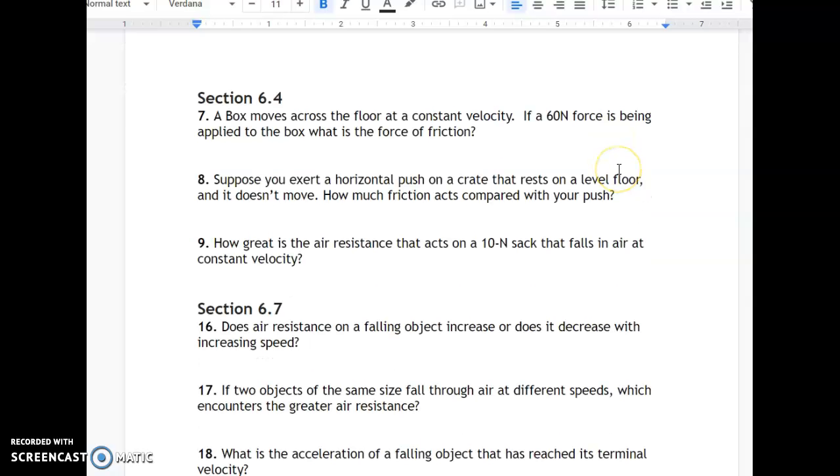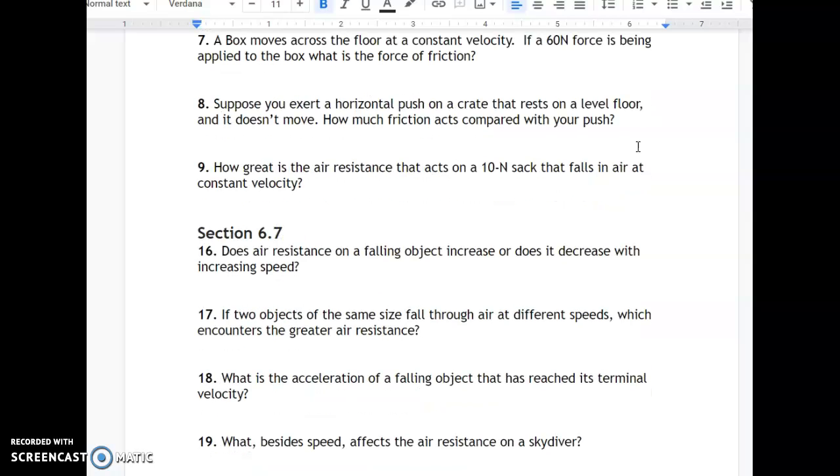So number 8, suppose you exert a horizontal push on a crate that rests on a level floor and it doesn't move. How much friction acts compared with your push? So there must be more friction acting on the object than what is being applied, which is why it's not moving.